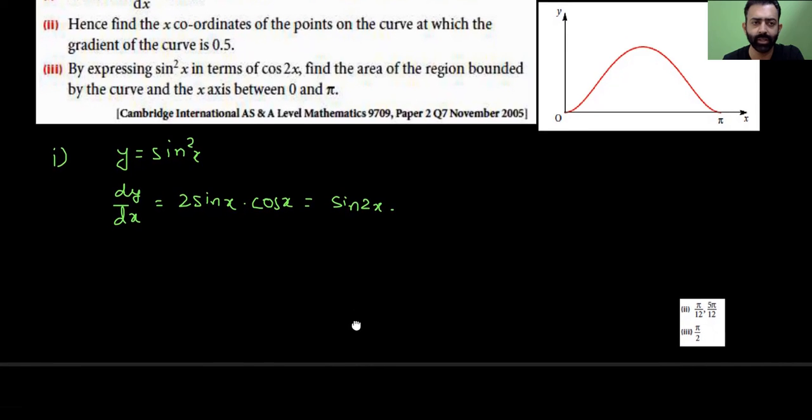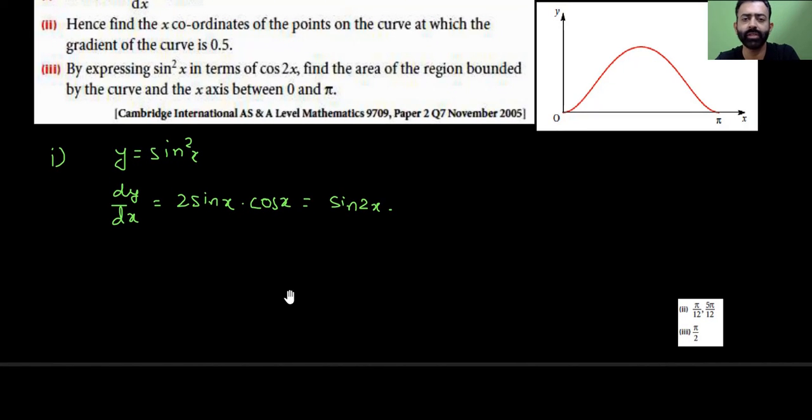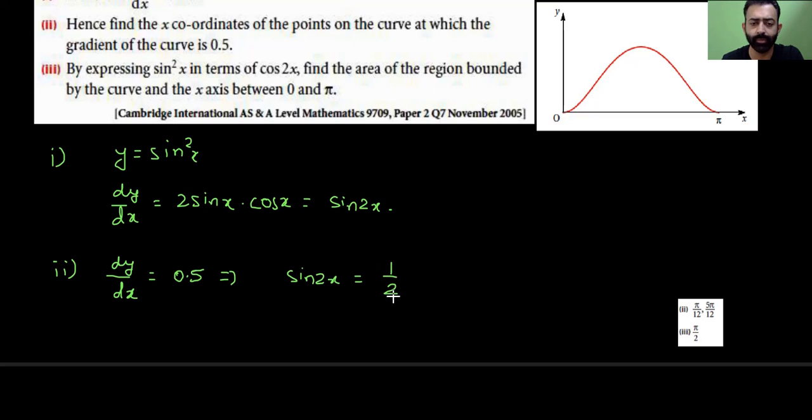Second part says that hence find the x coordinate of the points on the curve at which the gradient of the curve is 0.5. So we have to find the points on the curve, meaning the x coordinate, where this derivative, because the gradient is given by the derivative, is 0.5. That means we have to find the x coordinate where the gradient, which is sine 2x, is half.